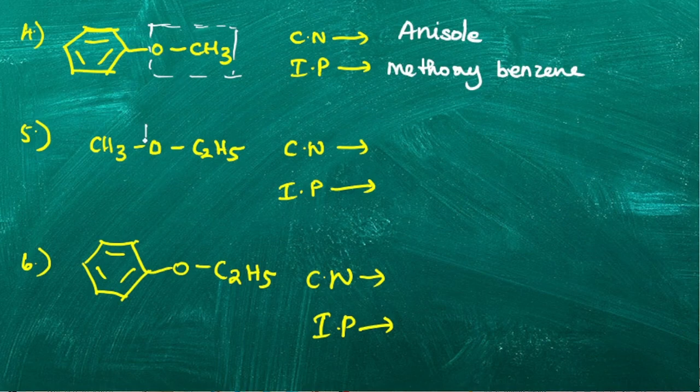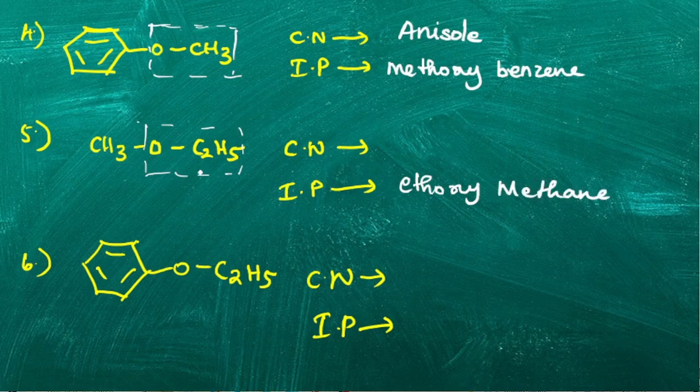So first, as I said, you have to consider this part. Okay, you have to consider this part. When you consider this part, what happens? You will get ethoxymethane. Ethoxymethane. Then for the common name you should give importance to alphabetical order. So you will get ethyl methyl ether as the common name.